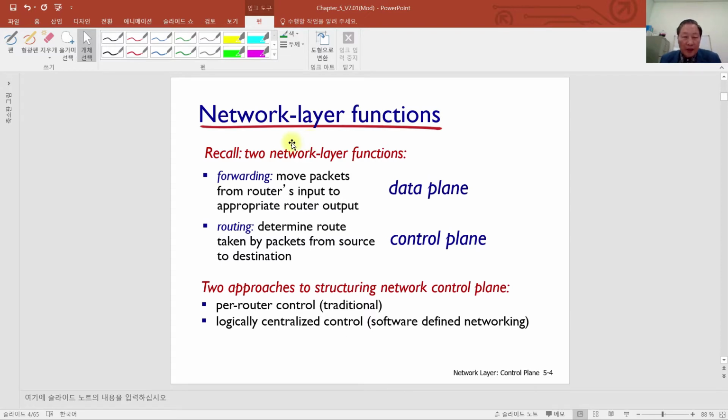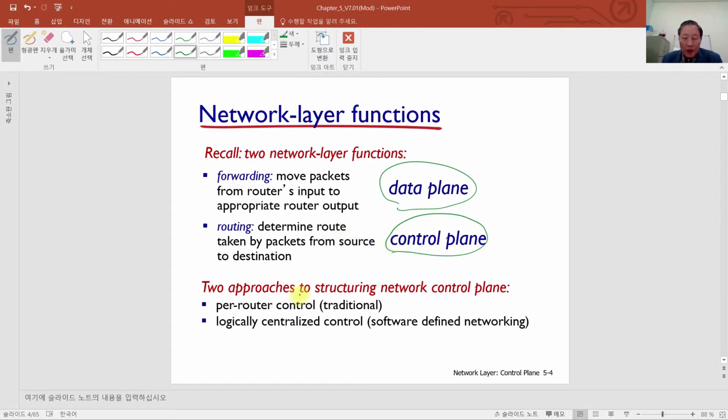Finally, network layer functions. As we learned already, please recall the 2 network layer functions: forwarding and routing. Forwarding is simply moving packets from a router's input to the appropriate router output. That is the data plane's functionality. And routing is determining the route taken by packets from source to destination. That is the control plane functionality.